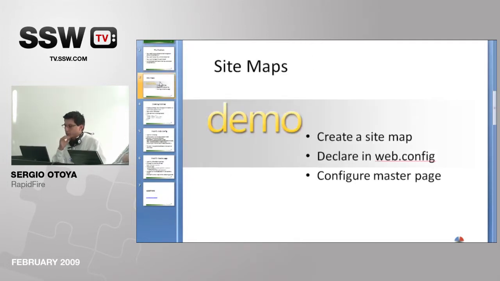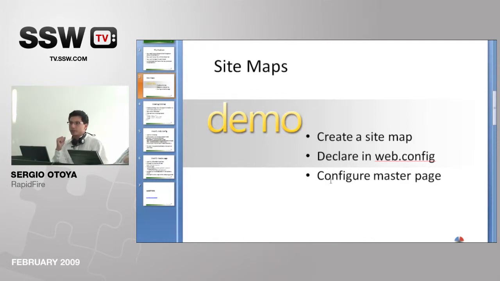All right, so the demonstration will be, we're going to be creating a sitemap. In fact, I'm going to show you an XML file that contains the navigation and how it's structured. This is just an XML file that shows you the different levels. We're going to make some changes to the web config of the portal.